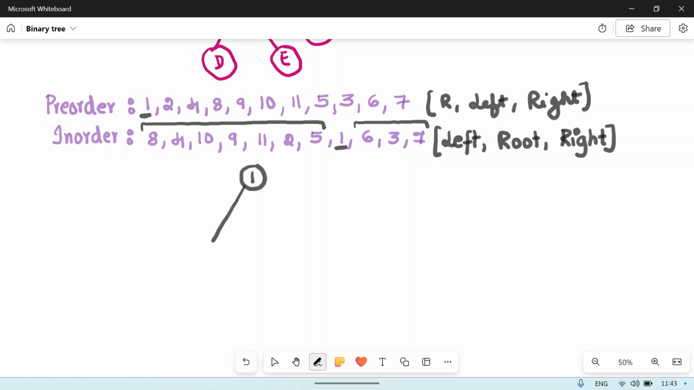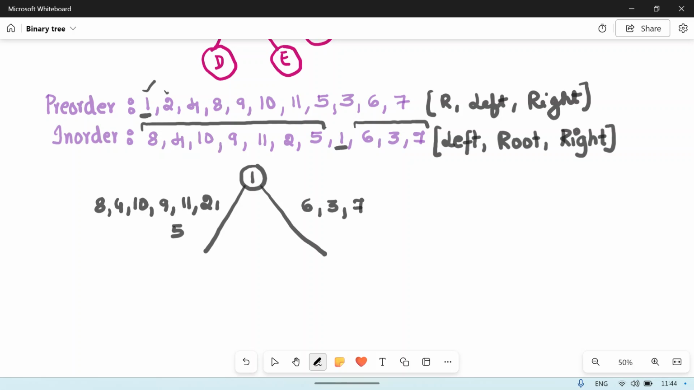So that means 8, 4, 10, 9, 11, 2 and 5 become the left child nodes, and 6, 3 and 7 become the nodes of the right child. Now, because there are so many, you will have to construct the subtrees again. See here, the tree. Look very carefully, 1 is already done. I'll start from the left.